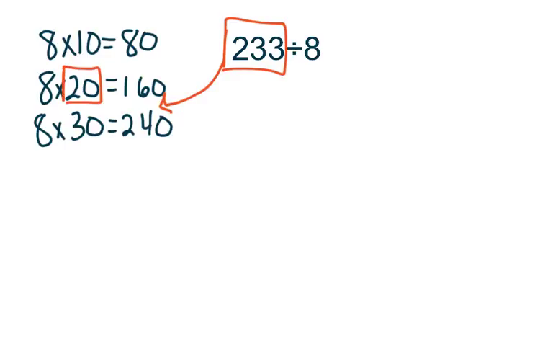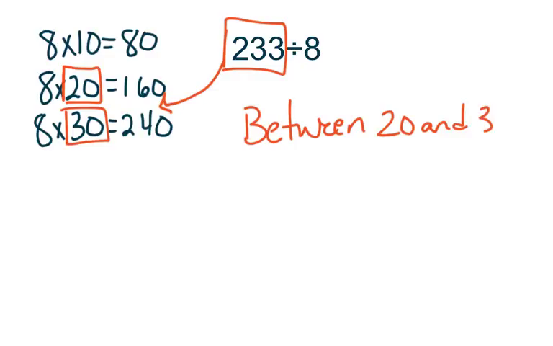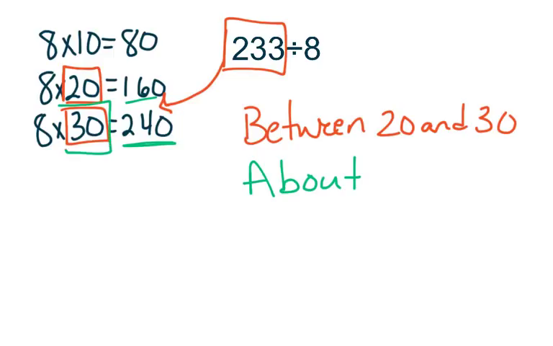So I'm going to put my box around my factors, and I'm going to write on my problem that my actual quotient is going to fall between 20 and 30. And now I want to know, which is it closest to? What is my actual quotient going to be about? So if I look at it, 233 is a lot closer to 240 than it is to 160. So my actual quotient is going to be about 30.